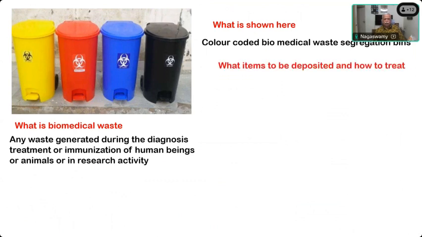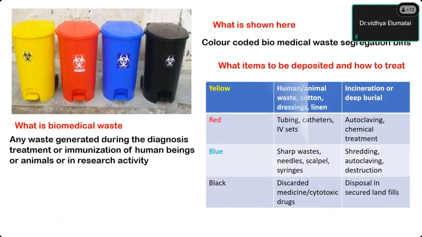What items can be deposited? Sir, in the yellow bin, it is human and animal anatomical waste, anatomical tissues and soiled waste, cotton, linen. They are disposed of by incineration or deep burial.